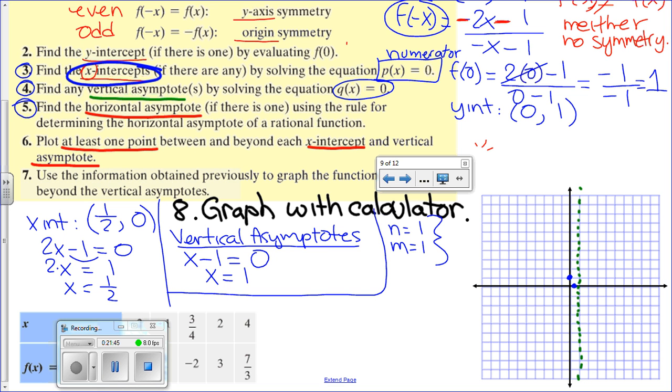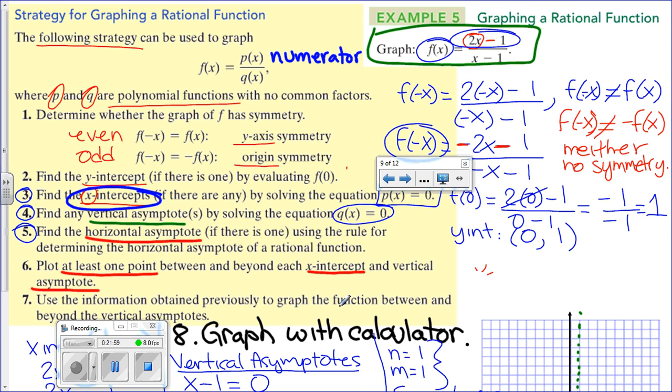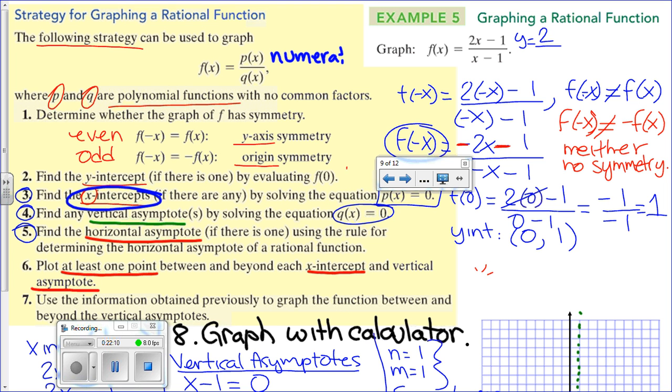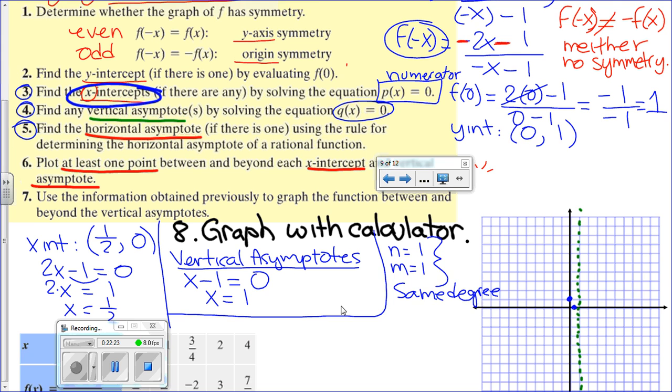So because both polynomials have the same degree, we're going to have to get the ratio of the leading coefficients. So the leading coefficient of the numerator is equal to 2, and the leading coefficient of the denominator is equal to 1. Remember, this is what I'm talking about. And so 2 divided by 1 is equal to 2. So that is going to become our horizontal asymptote, 2.